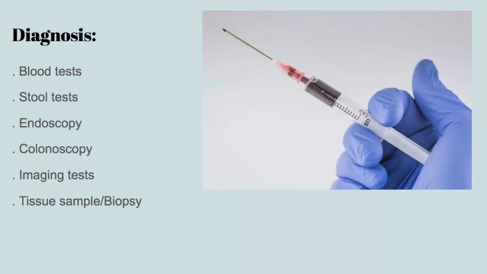An endoscopy gets a better image of the inside of your upper GI tract, and a colonoscopy allows the doctor to examine the large bowel. Imaging tests give more detail of your tissues and organs than X-rays do.